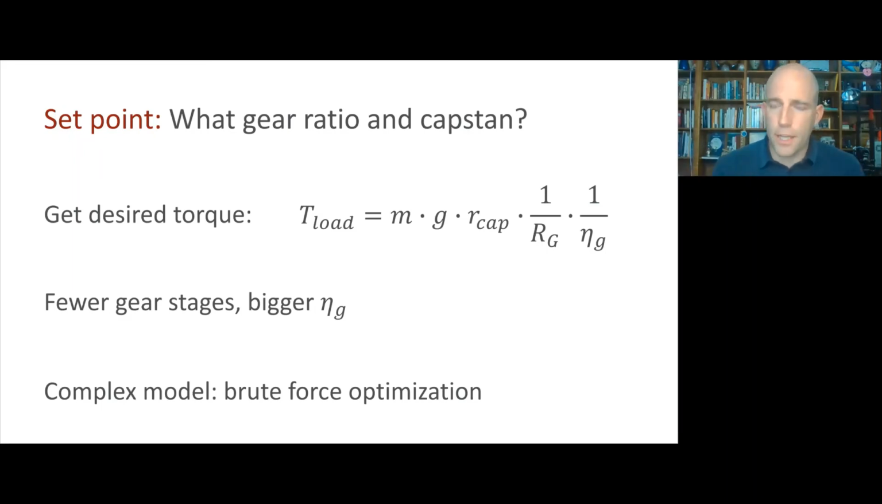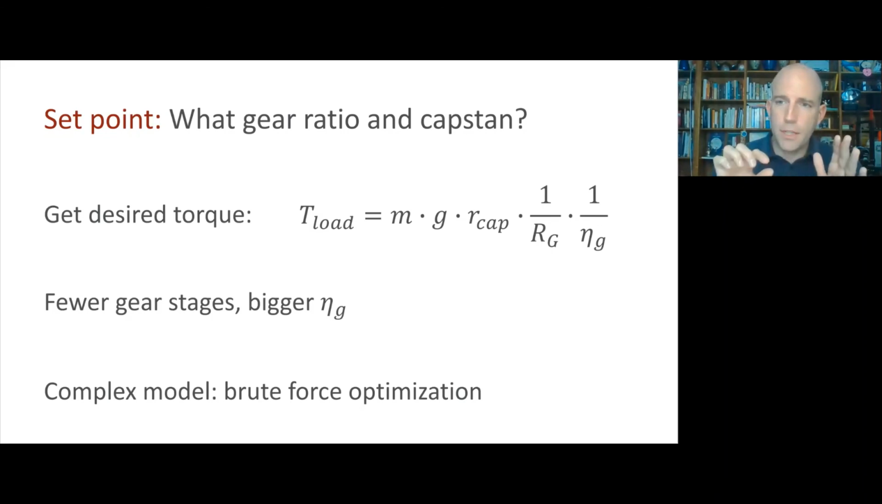And then there's lots of different values of R cap and RG that would give us that. So you could guess at RG and then solve for what R cap is. Or you could notice that fewer gear stages tend to result in higher efficiency. And so you might try to get RG to be as small as possible. Since we want R cap over RG to be some value, that would mean making the capstan radius as small as possible as well.